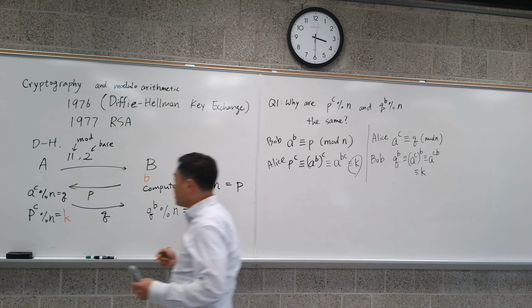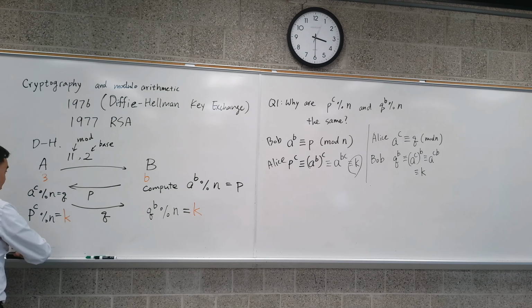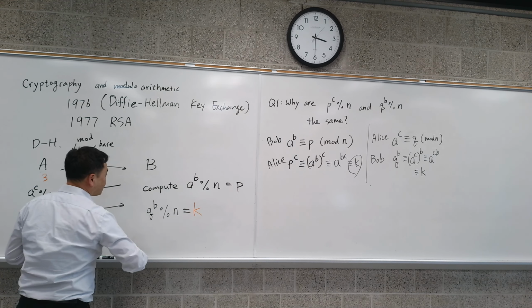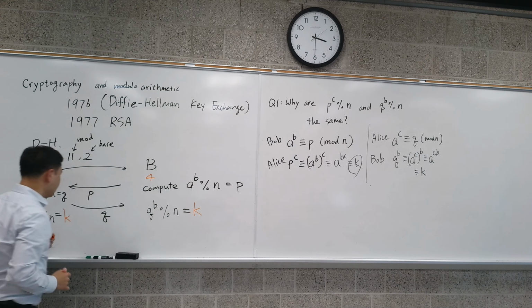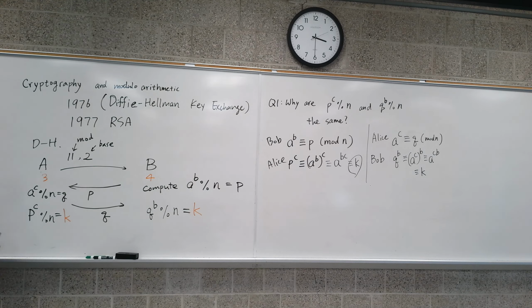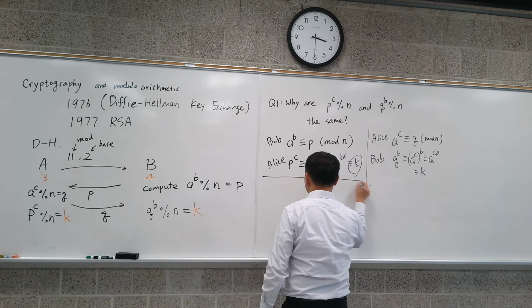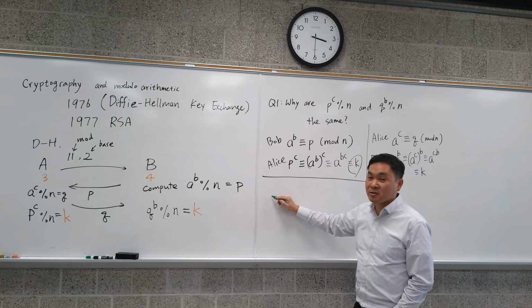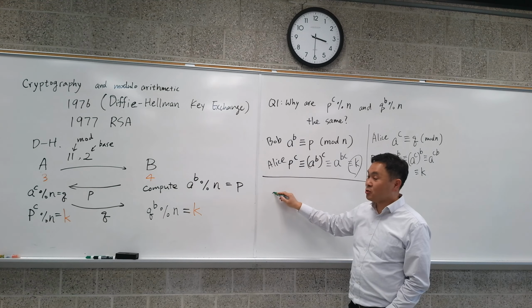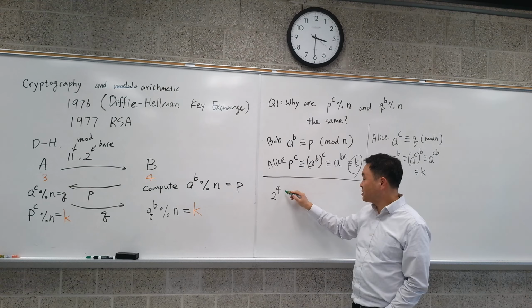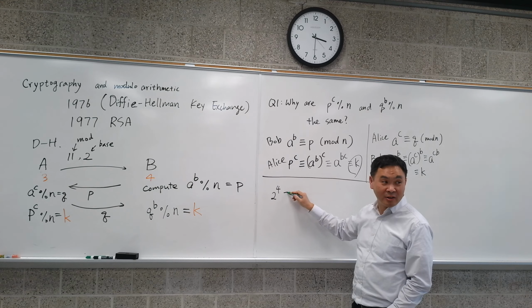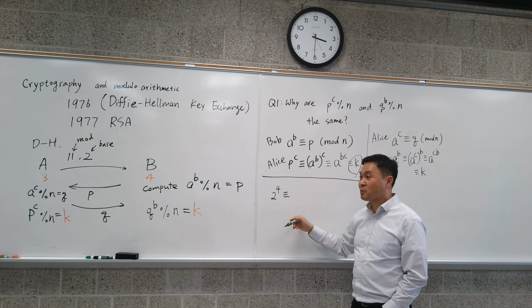Let's use 3 for Alice and 4 for Bob. Okay? So, what happens? What does Bob compute first? 2 to the 4th power mod 11, right? 2 to the 4th power.